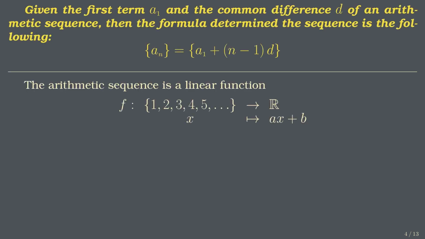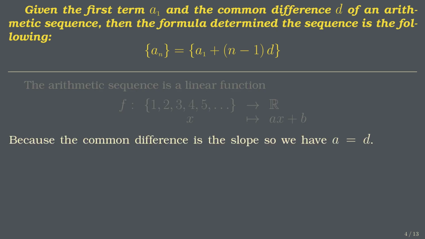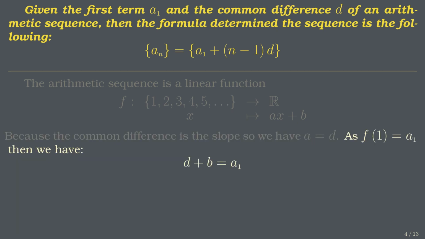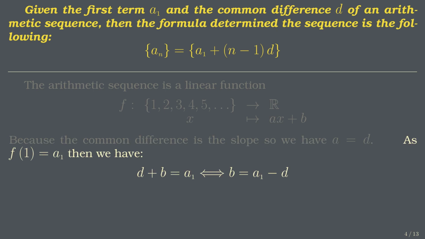Recall that an arithmetic sequence is actually a linear function of the form ax plus b. Then you only need to determine a and b in order to get the formula for the nth term of the sequence. Now, you know that the common difference is actually the slope of the function, so a should be d. And because the first term is a1, f1 is equal to a1. Substituting 1 into the expression ax plus b, you get d plus b equal to a1, meaning that b is actually a1 minus d.